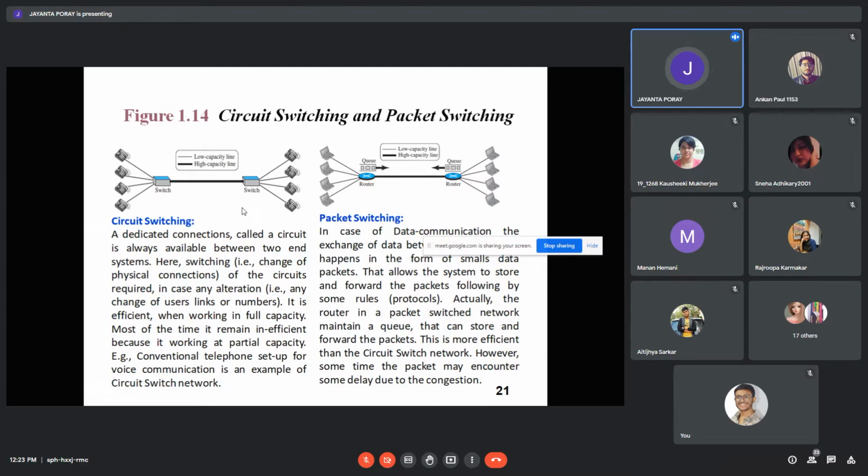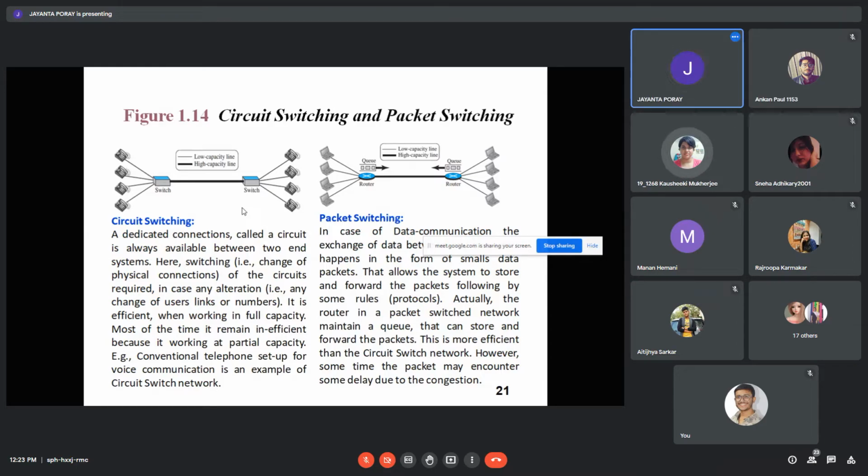Now when I consider data communication, packet switching takes place, where I have the packets, using the same infrastructure, and you have the queue of packets which are moving bidirectionally, and that will use some rule or protocols to facilitate the entire communication.